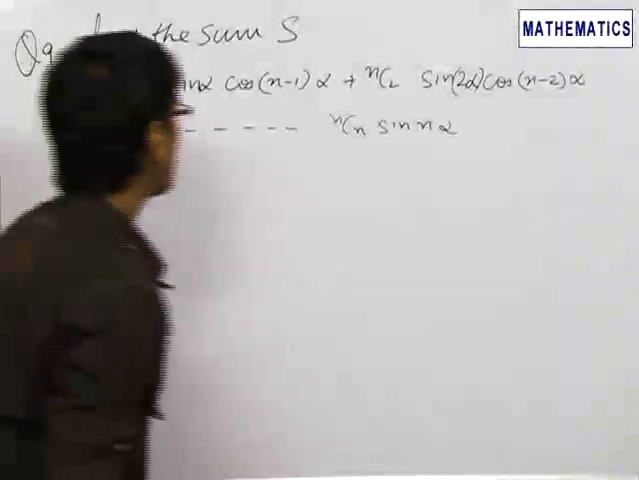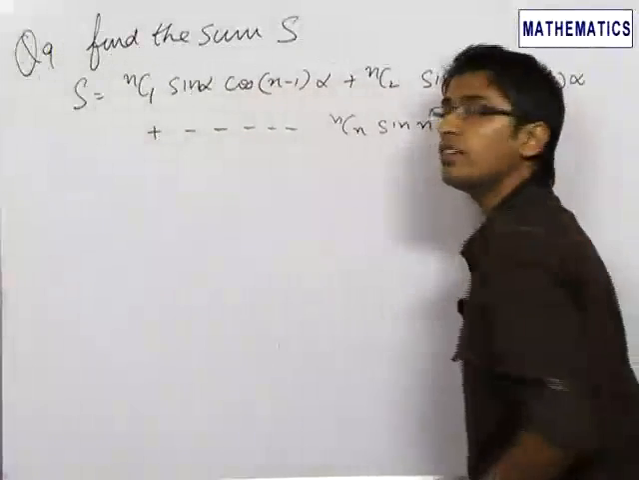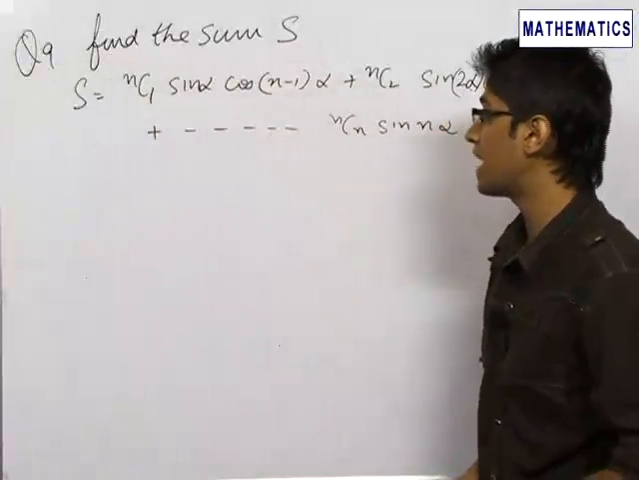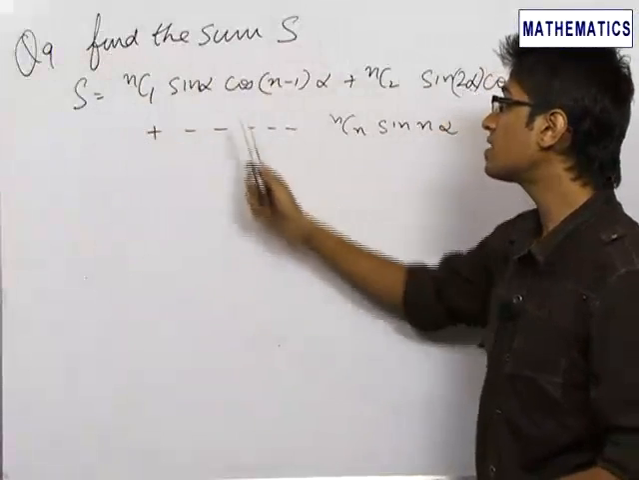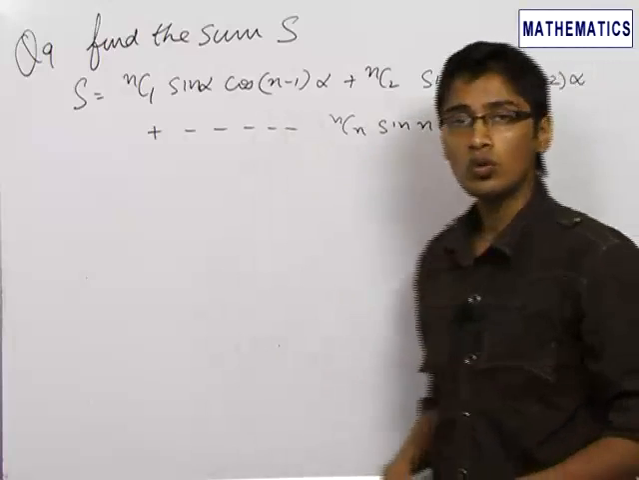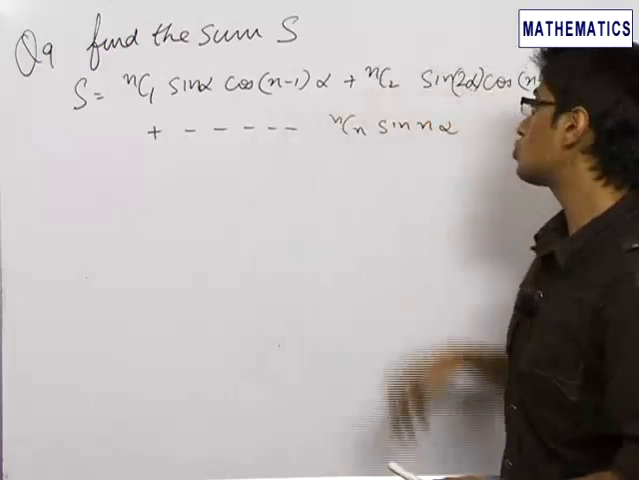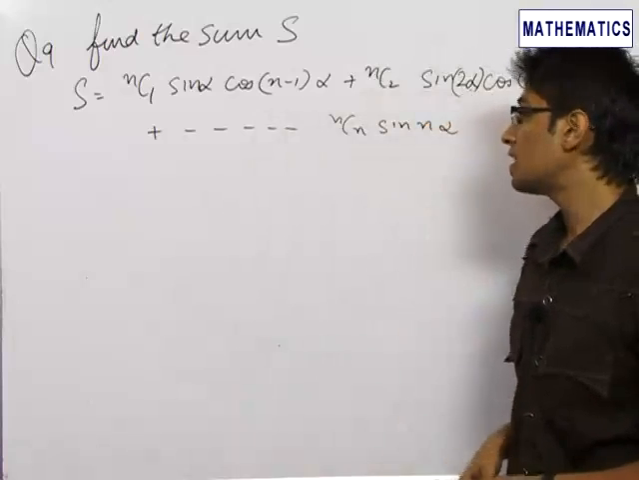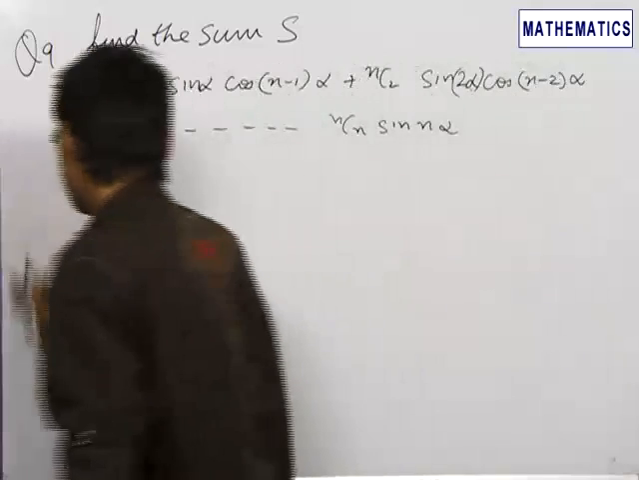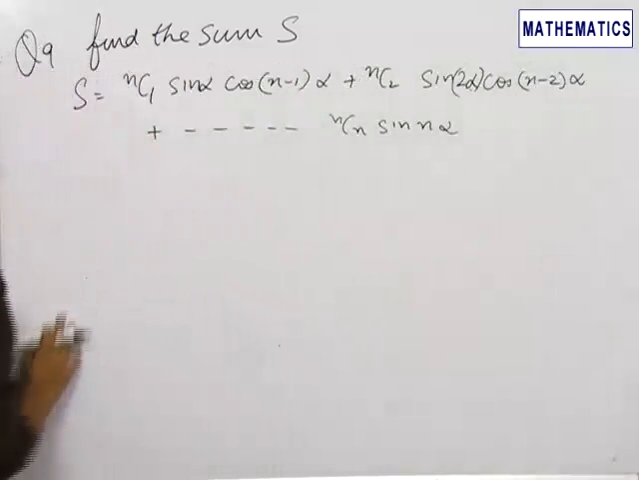The next problem which we have is a very interesting and a very important problem. We are required to find the sum S, which is given by NC1 sin alpha cos of n minus 1 alpha plus NC2 sin 2 alpha cos of n minus 2 alpha going up till NCn sin alpha. We are required to find the sum using binomial approach.